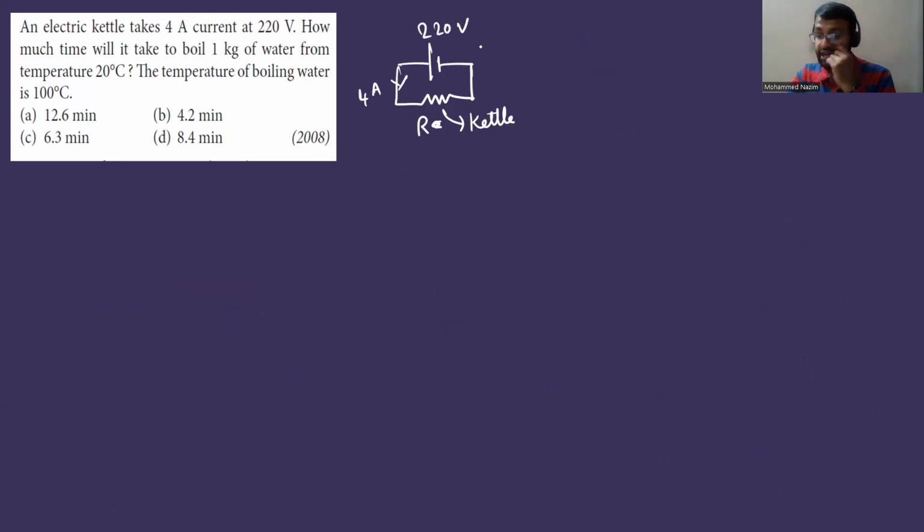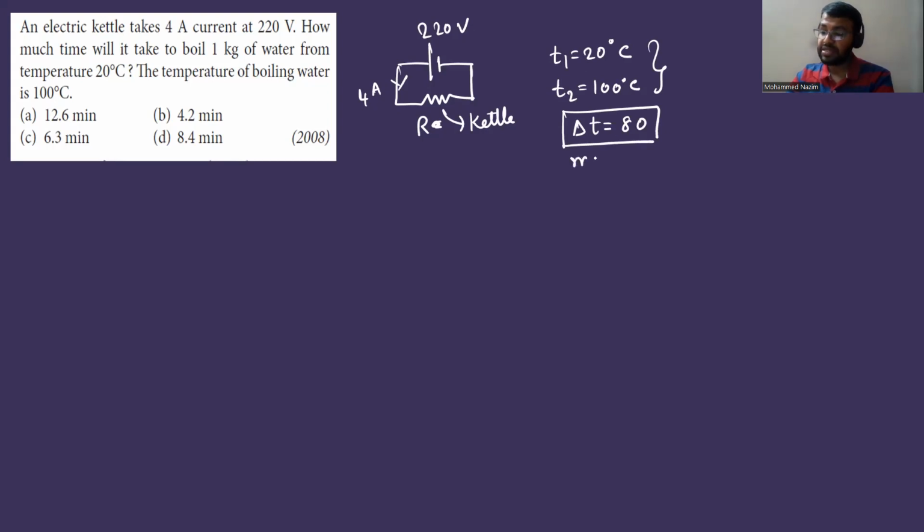How much time will it take to boil 1 kg of water from the temperature 20 degrees centigrade? So in that kettle, there is water whose initial temperature is 20 degrees centigrade, and the water will start boiling when the temperature reaches to how much? 100 degrees centigrade. It's given that the temperature of the boiling water is 100 degree. So you can easily get to know the change in temperature. What is the change in temperature? The change in temperature is 100 minus 20, which is 80. And mass is given. M is given as how much?